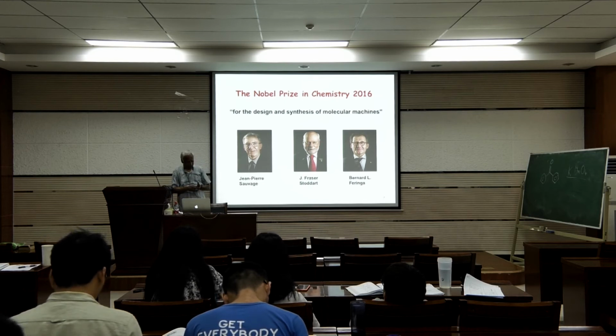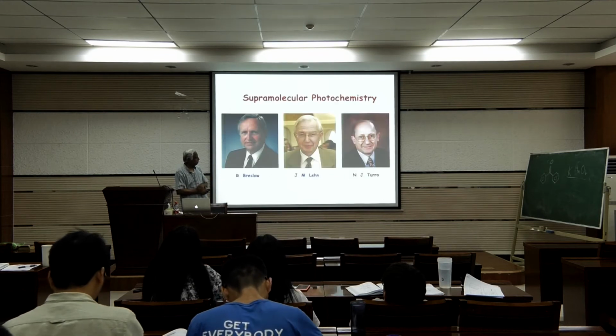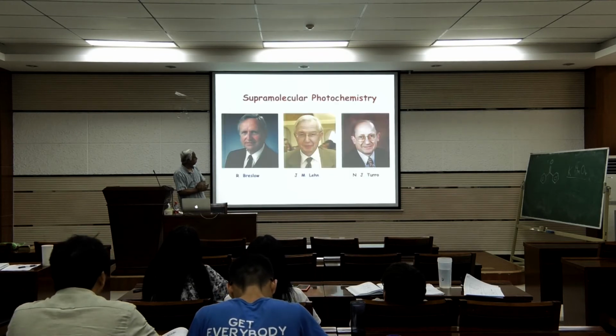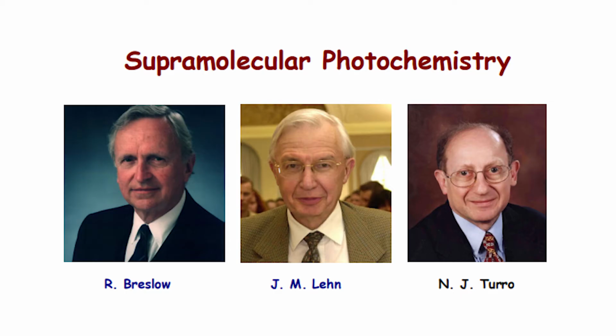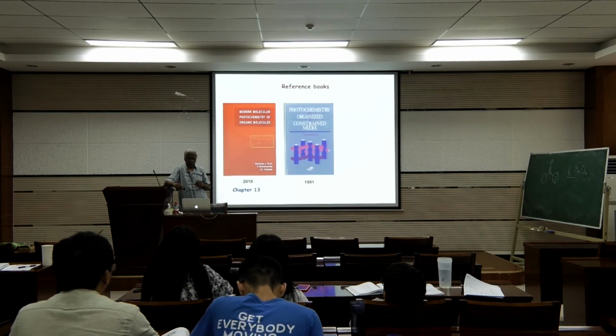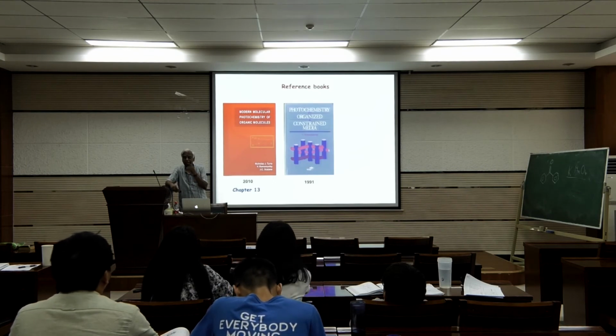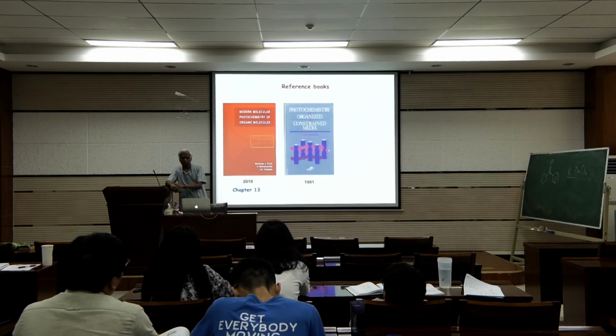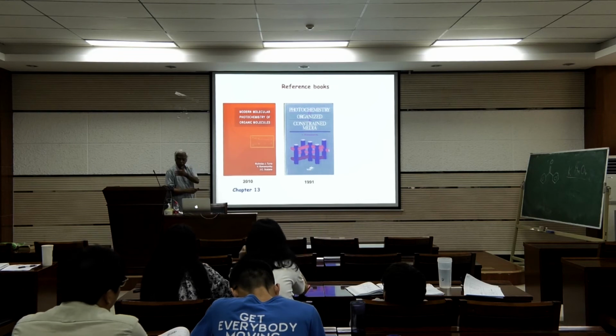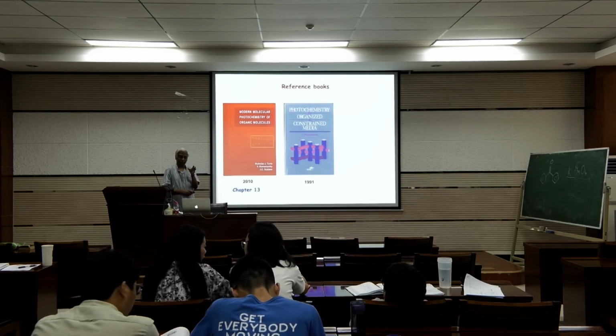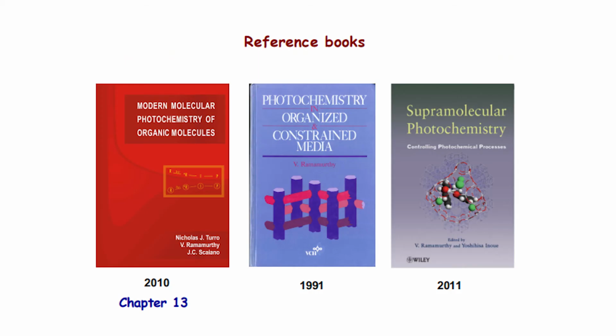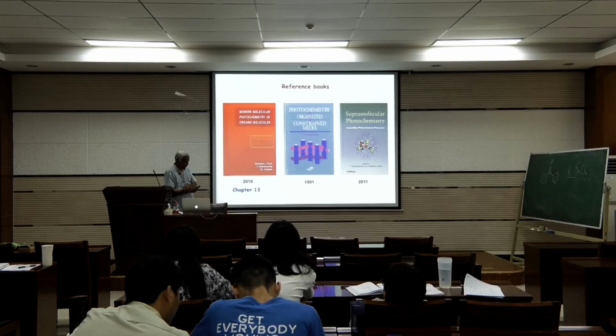So this is the kind of chemistry I just want to talk a little bit about. Supramolecular photochemistry was pioneered by, for example, Breslow, Jean-Marie Lehn, and Nick Turro. If you want to study these things, I think I sent the PDFs. The last several PDFs are on supramolecular chemistry. This is the same book that you have, but it is chapter number 13. There is another book here, and there is another one. All these books are useful if you want to understand a little bit about supramolecular photochemistry.